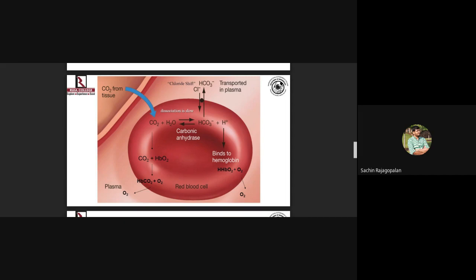But when it reaches tissues in cells, oxygen decides to dump hemoglobin. She thinks, I don't want to be with you anymore. So oxygen dumps hemoglobin and enters into the cells because that's where it is needed for electron transport chain. So oxygen dumps hemoglobin and it goes into the cells.